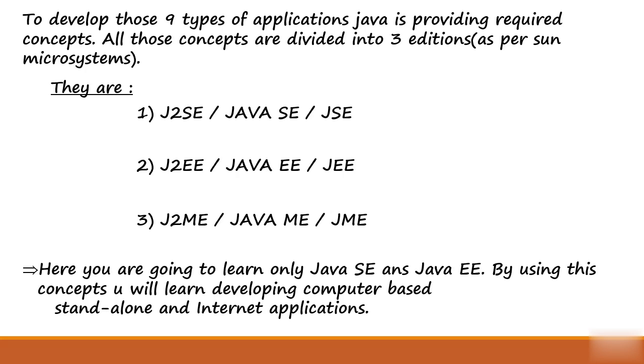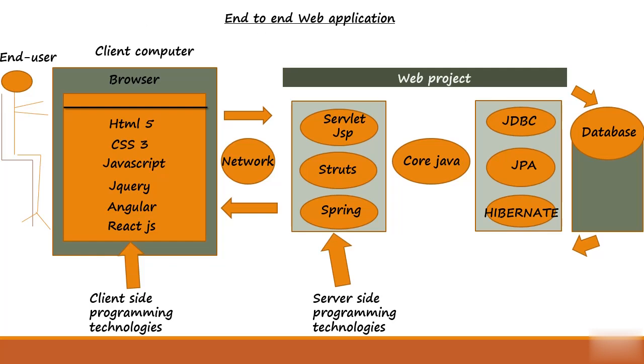So next we will discuss the end-to-end web application. So what happens when the end user is submitting some values? For example, the end user is a person. A person is giving his username and password from the browser to our project. Whenever he types the username and password and clicks on submit, those requests will be forwarded to our web project.